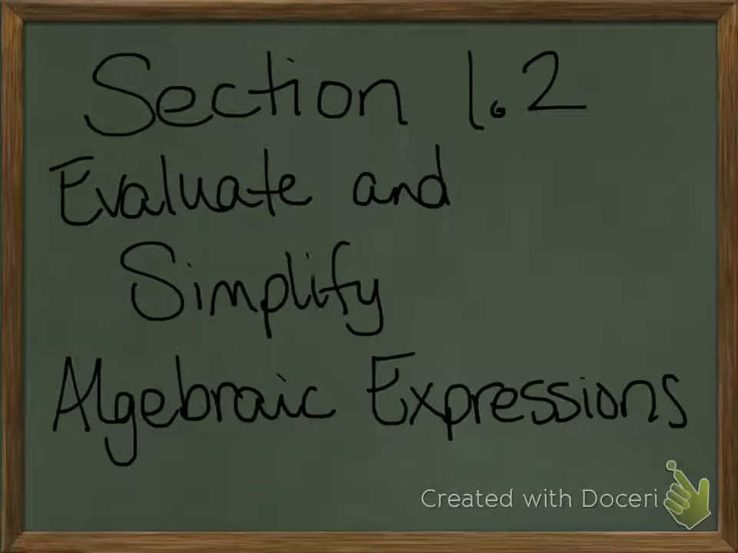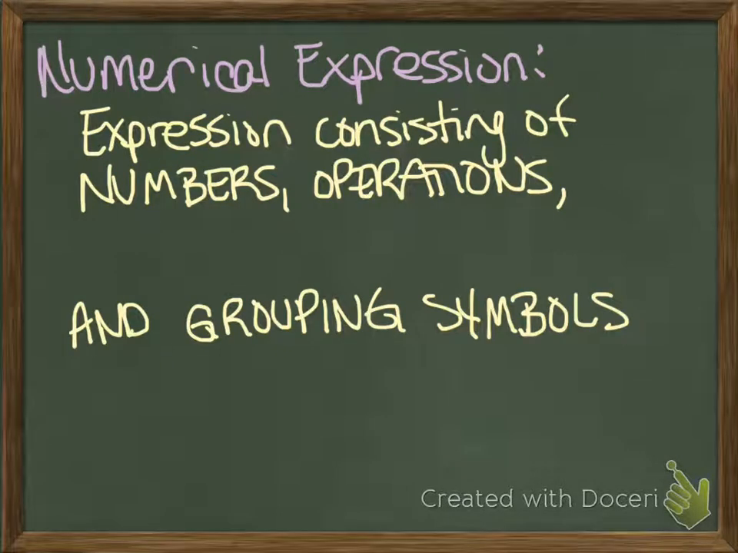Section 1.2, Evaluating and Simplifying Algebraic Expressions. A numerical expression is an expression consisting of numbers, so they can be positive or negative, operations, that would be adding, subtracting, multiplying, or dividing, and grouping symbols, so parentheses or brackets.